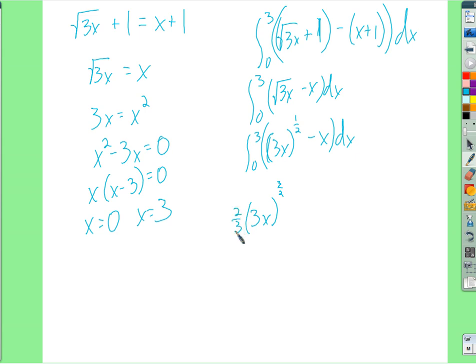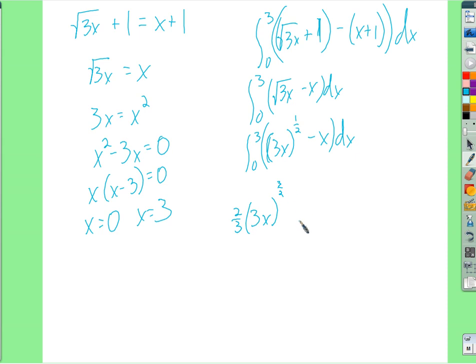2/3. Okay, so we're going to multiply by 3 halves out here. We're going to subtract 1 from the exponent. That's looking good, except for when we use the chain rule, what would we do next? The derivative of the inside, which would be 3. So next we're going to multiply by 3.